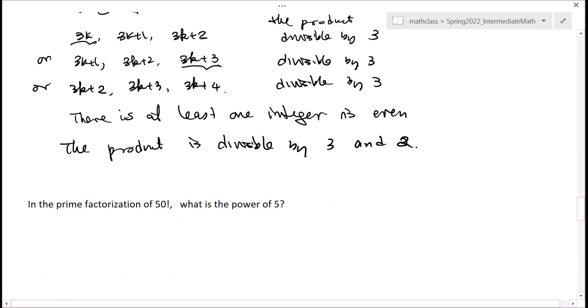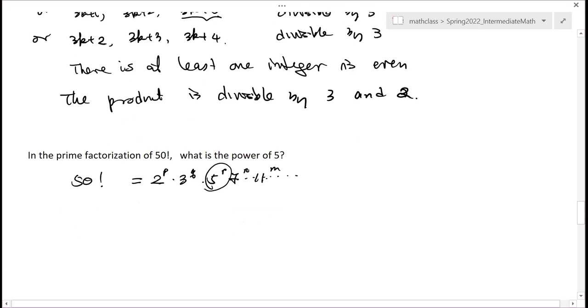So take a look at the prime factorization of 50 factorial. What is the power of 5? Now, if you factor 50 factorial, you probably get 2 to the power p, and 3 to the power q, and the next one is 5 to the power r, and keep it going, 7, and so on, all those prime numbers, right? The next prime number is 11, and keep it going. So I wanted to find out that one. What is the prime factorization? So please work on that if possible.